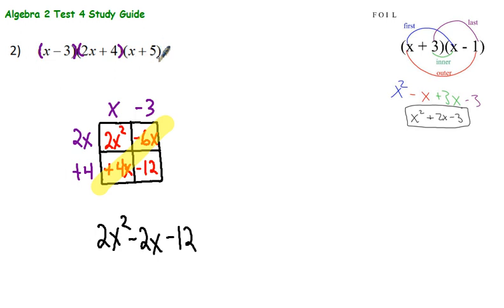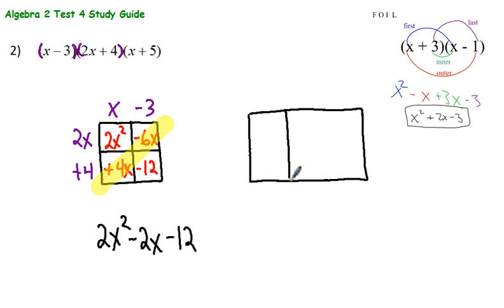So it's really kind of 2 problems in one. You're having to multiply these 2, get an answer, and then multiply it by the third. Well, what I'm going to do is set up another box. Now, because there's 3 terms in that particular answer, 2x squared minus 2x minus 12, I need a rectangle here that's going to have 3 boxes. So I'm going to take the answer that I just got, which is 2x squared minus 2x minus 12.